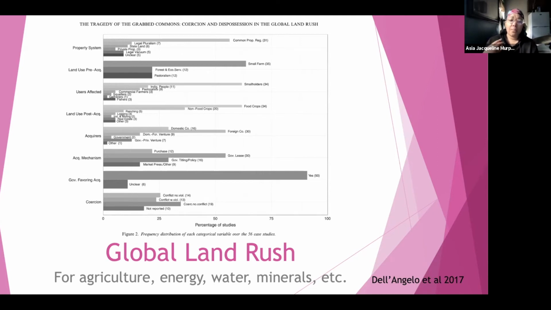The land use post-acquisition tends to be food crops. And when we're talking about food crops, we're probably talking about flex crops, which are things that you can use either for food for people, food for animals, or for biofuel. So things like sugarcane, palm oil, etc. And stop me if you guys have any questions. I'm actually being really smooth with this delivery and I'm going pretty fast.